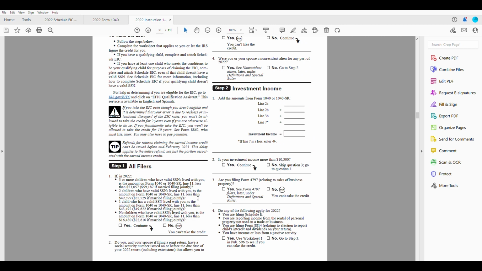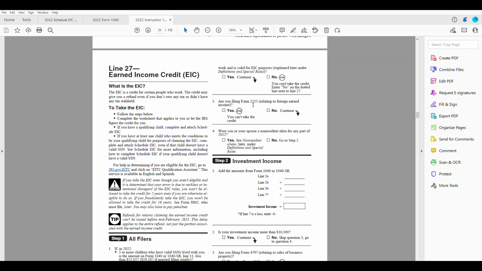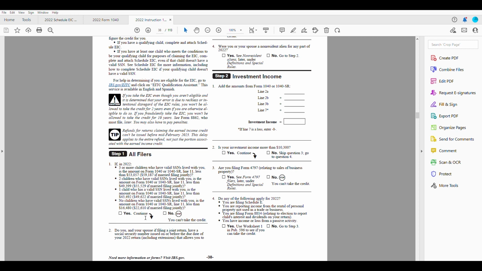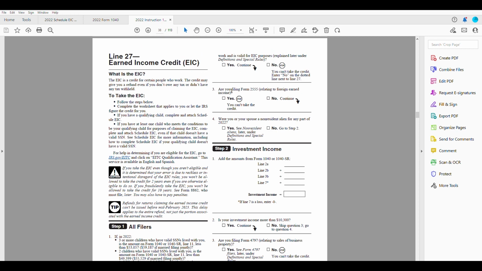So going back to the example, our taxpayer makes under $55,000, so we would mark yes here and continue on. Do you and your spouse, if filing jointly, have a social security number? We do, so we keep going.